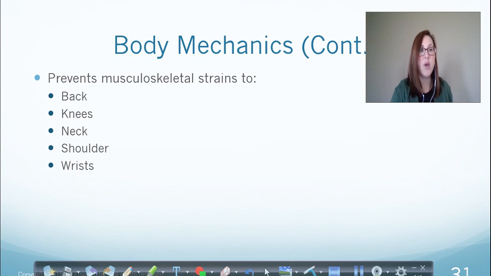So proper use of body mechanics prevents musculoskeletal strain. That's important to know. The back is the most common area of injury, and it can occur with moving patients around. It can also occur in the knees, neck, shoulder, and wrists, but the back is certainly the most common.